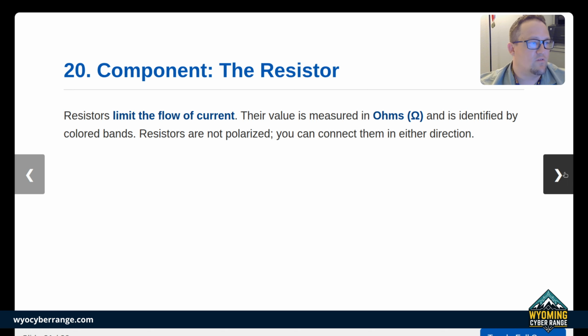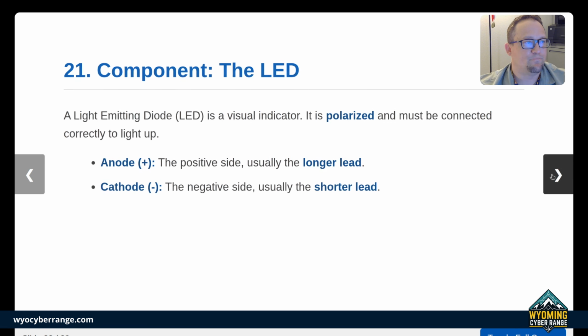So that first one is going to be resistors. It doesn't matter how you connect them up in your circuit. They just need to exist. That's what's called not polarized. In other words, it doesn't matter which direction you put them in your circuit.